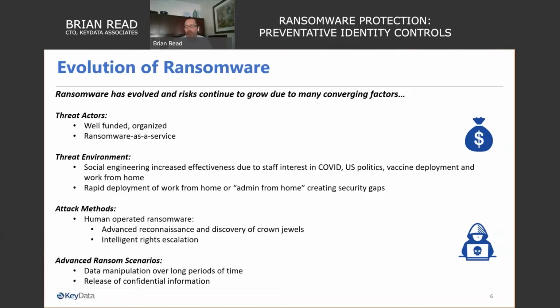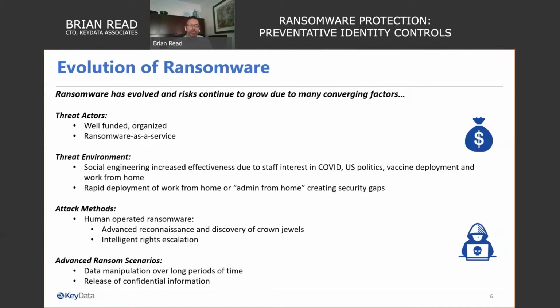The attack methods of ransomware have also been evolving. We're seeing more of what we would call human-operated ransomware. Previously, ransomware was strictly an automated malware type threat, but now it's become even more dangerous, where at some point a human being becomes involved in the attack cycle, and now you've got some more intelligence.